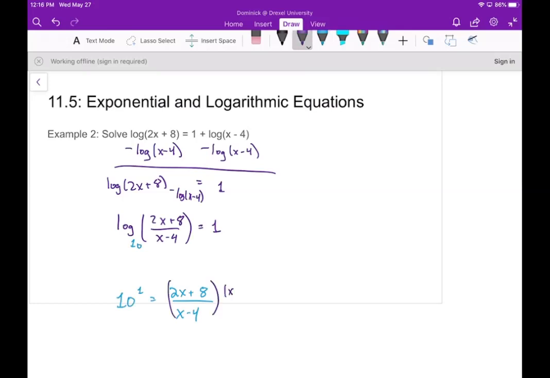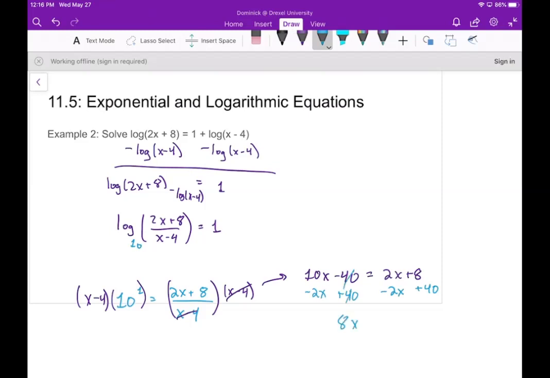Let's multiply both sides by x minus 4. So then we're going to get 10x minus 40, once we multiply by 10, is equal to 2x plus 8, and the x minus 4 is just canceled. So now if we bring our 2x over here and we add our 40 over here, we're going to get that 8x is equal to 48. So we're going to get that x is equal to 6.